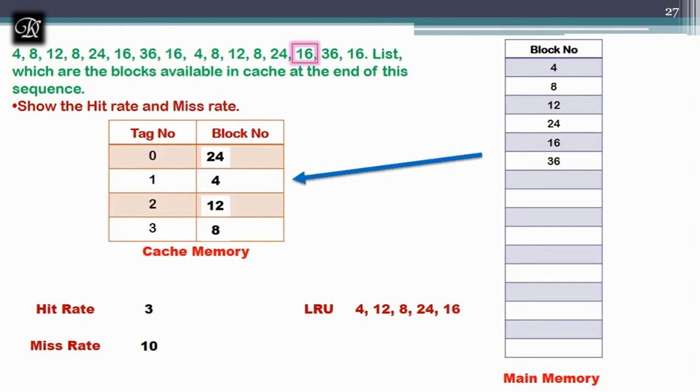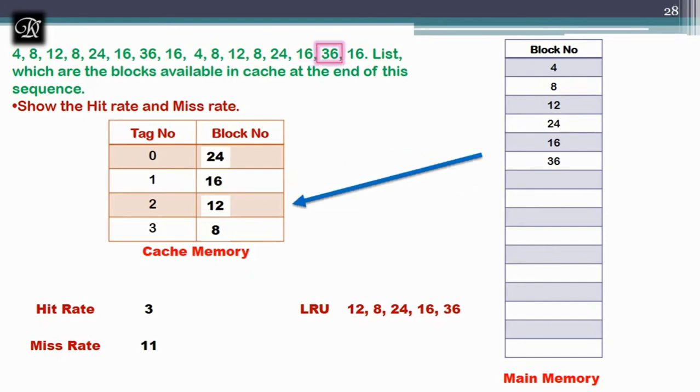Next, the request is for 16. So 16 is not available in the cache. Again, find the next available removable block, that is 4. So replace 4 with 16 and increase the miss rate.